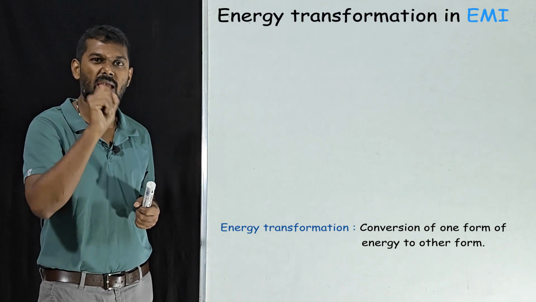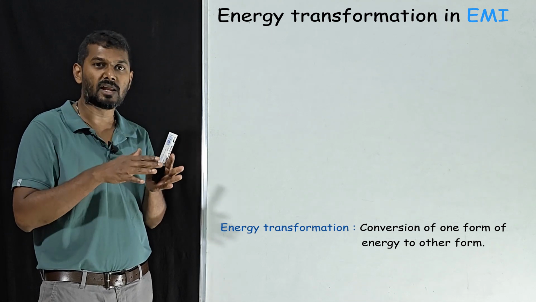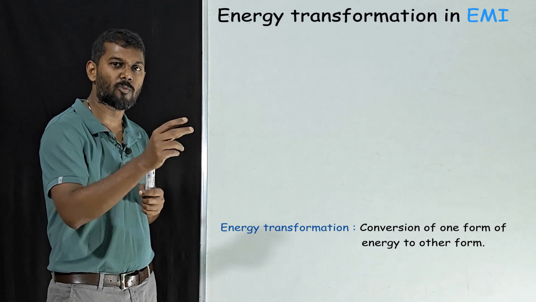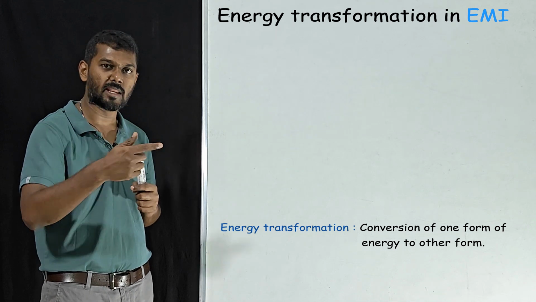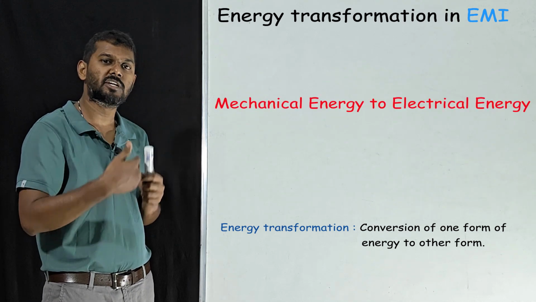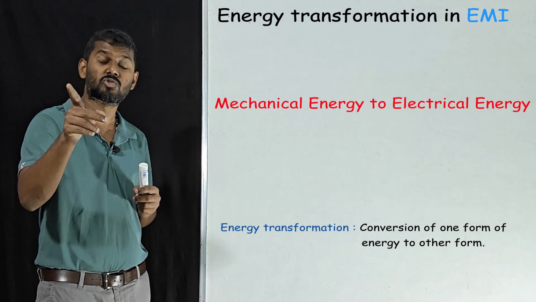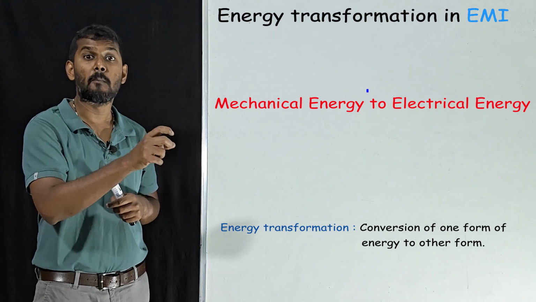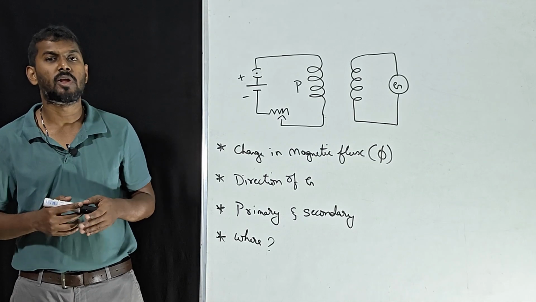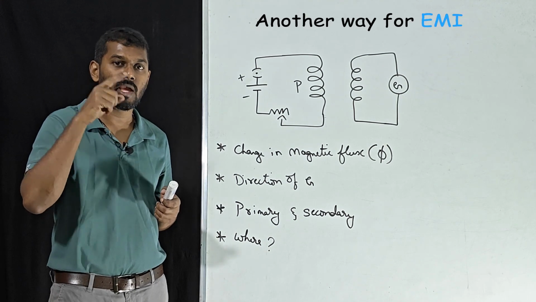Movement is nothing but mechanical energy. Movement is nothing but kinetic energy, but we don't have to go into specifics. Kinetic energy is part of mechanical energy. Because of the movement, current is produced, so the input is mechanical energy, the output is electrical energy. So the energy transformation is mechanical energy to electrical energy. In electromagnetic induction, what is the source producing the electric current? Mechanical energy. Keep this in mind.